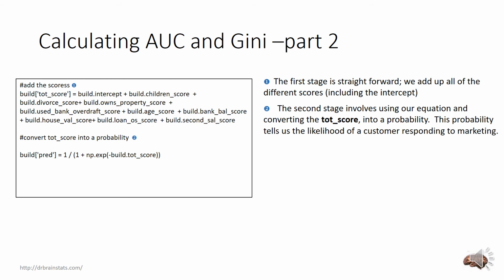With our coefficients applied to the build data frame, our first stage is now straightforward. We add up all of the different scores, including the intercept. Then step 2 involves using our equation and converting the total score into a probability. This probability tells us the likelihood of a customer responding to the marketing campaign.